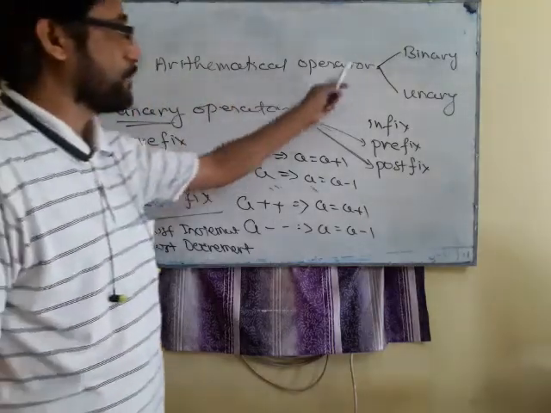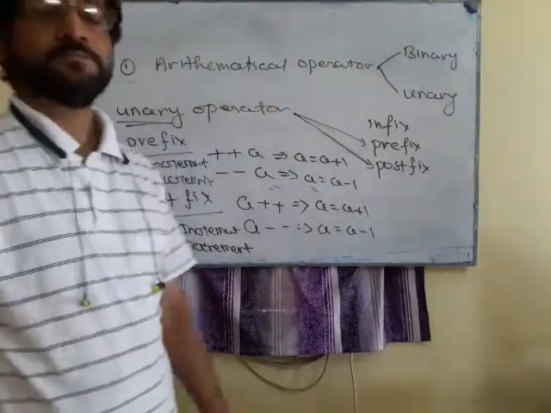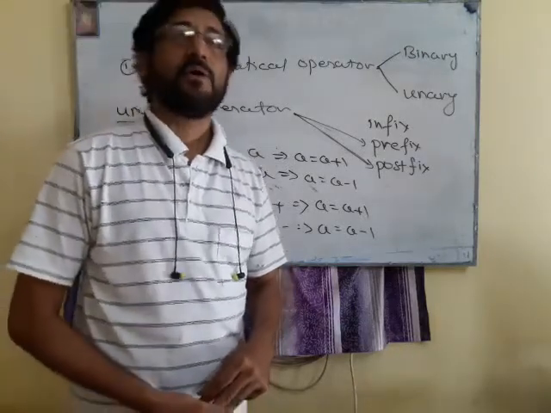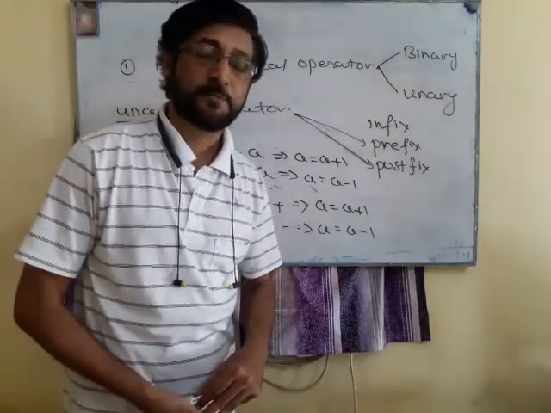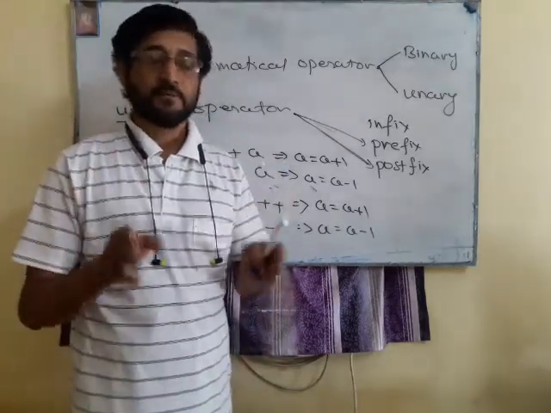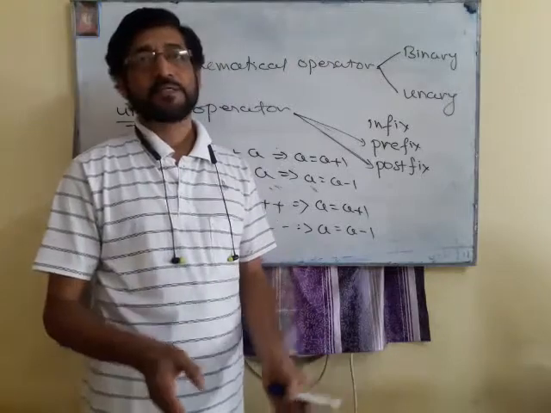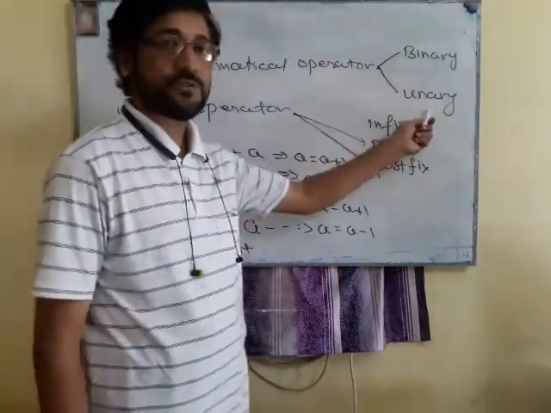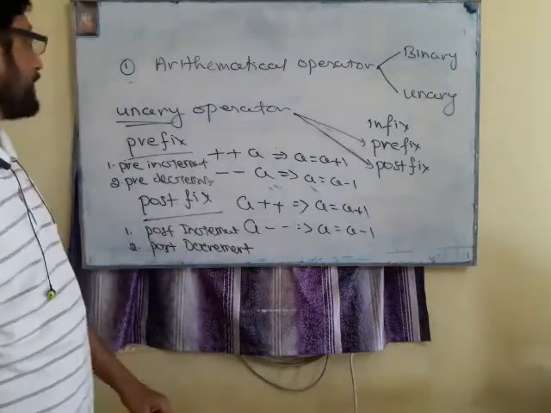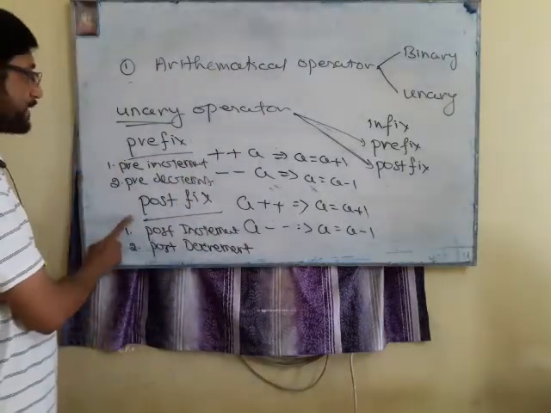Arithmetical operators are of two types, binary and unary operator. Binary operators are also said to be binary infix operators. All binary operators are binary infix operators because they take two operands, and the operator is in between the operands. It can be unary also. Unary operators take only one operand. It can be prefix or postfix.